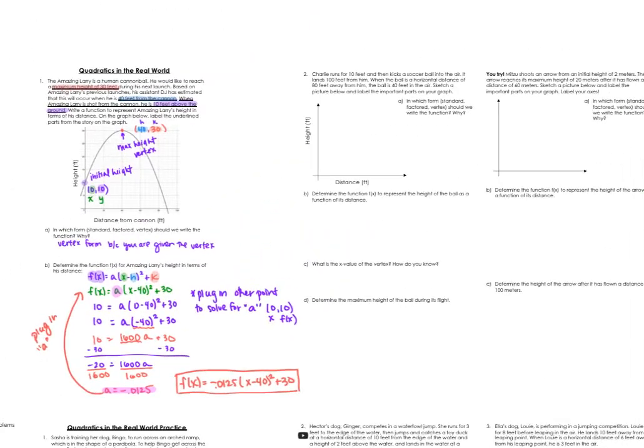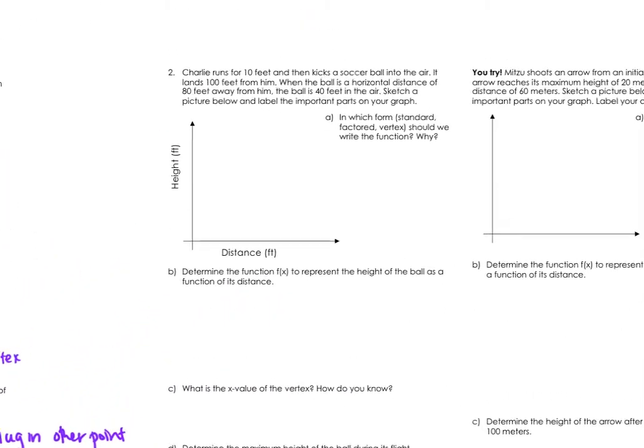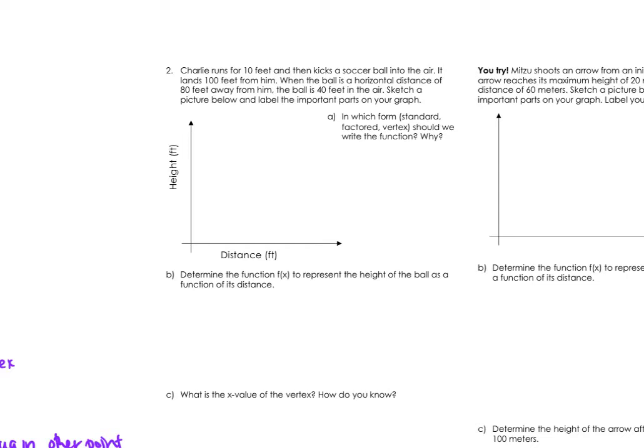All right, let's look at another example. This one we're going to have to draw a picture. It says Charlie runs for 10 feet and then kicks a soccer ball into the air. It lands 100 feet from him. When the ball is a horizontal distance of 80 feet away, the ball is 40 feet in the air. Sketch a picture below and label the important parts of your graph.